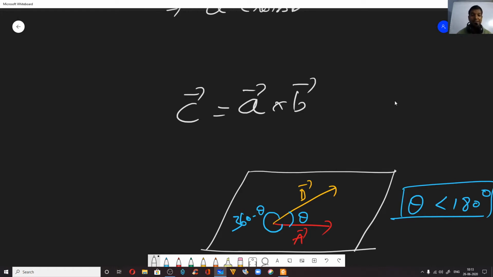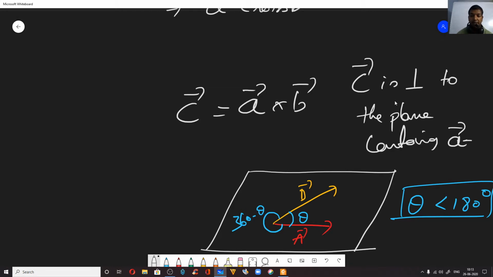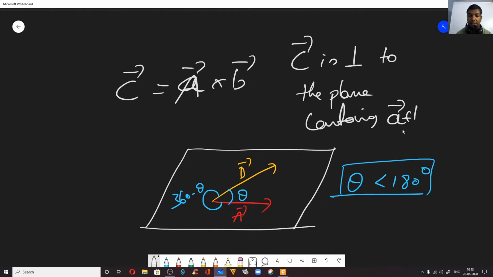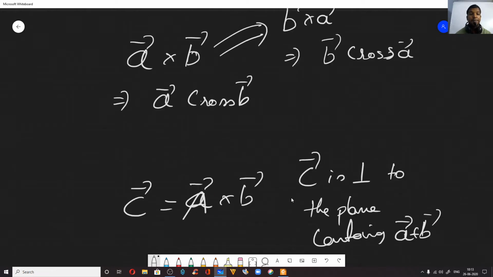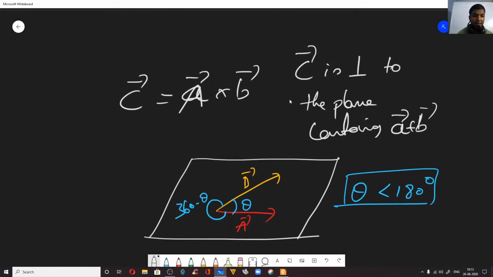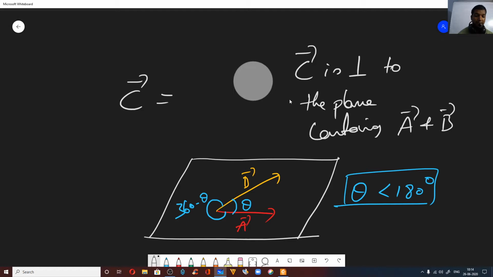This vector C is perpendicular to the plane containing vector A and vector B. Let me write capital vectors here, containing vector A and B. Here also you can write capital vector A and capital vector B. Yes, now it is fine.